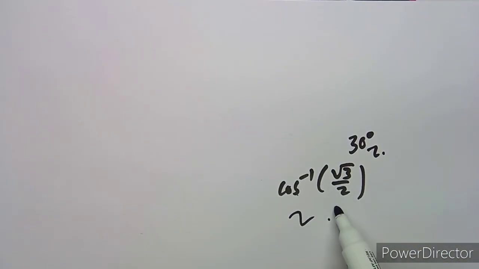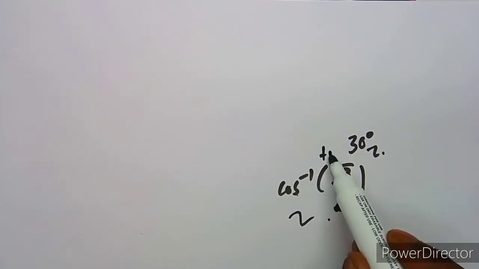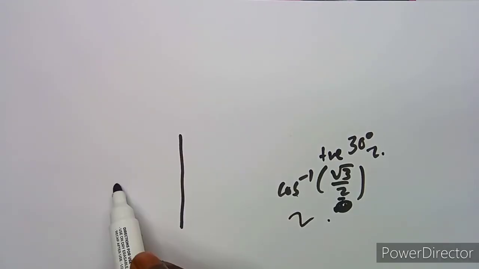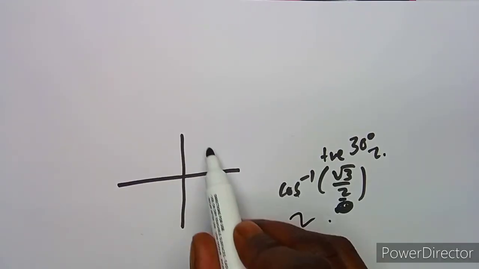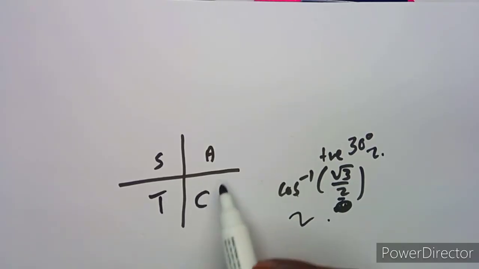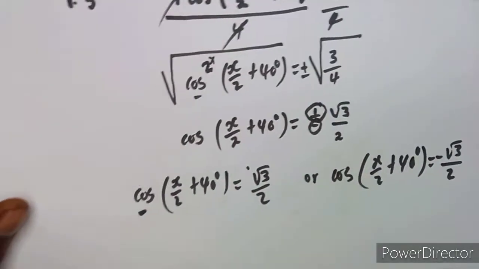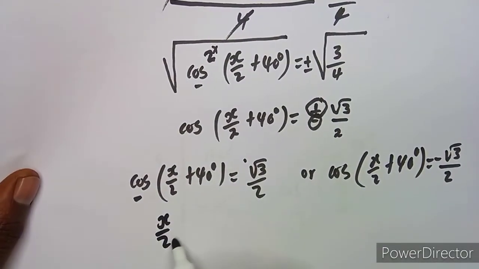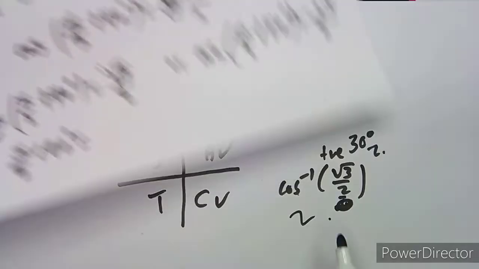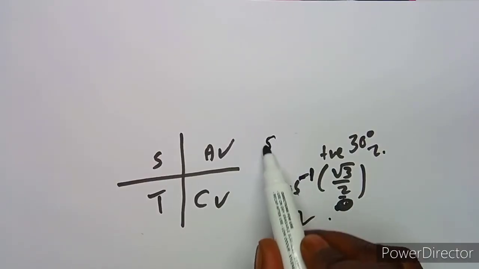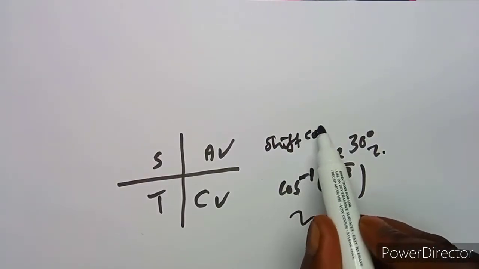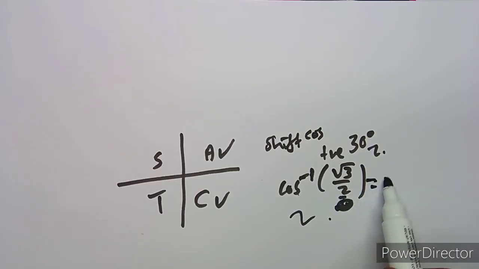And now it's a matter of the quadrant. Which quadrant are we talking about when this is positive? When cos is positive, remember from your quadrants, you're talking of All Students Take Calculus, which means you're talking about the first and the fourth quadrants. So x over 2 plus 40 degrees is equivalent to arc cos, which is shift cos from your calculator, and it's going to give us 30 degrees.